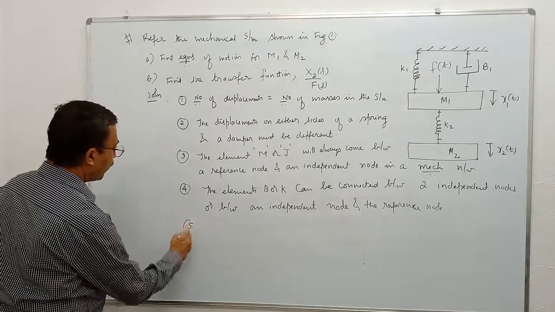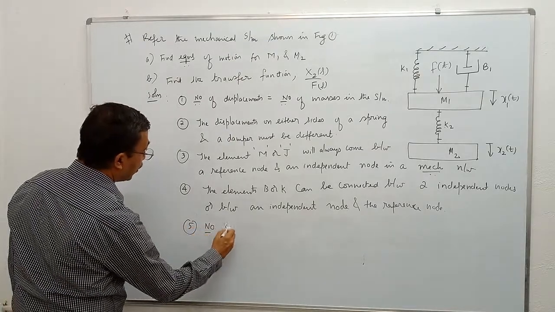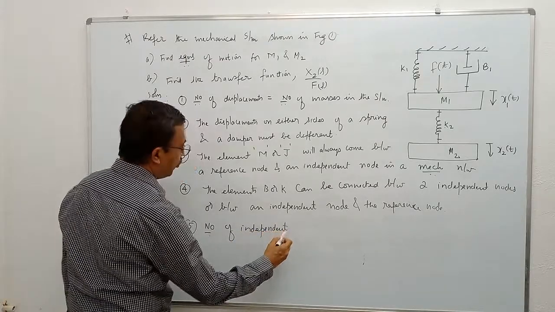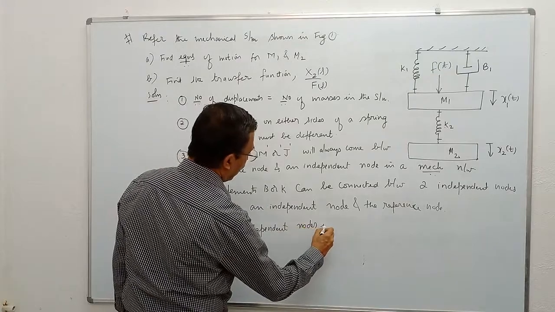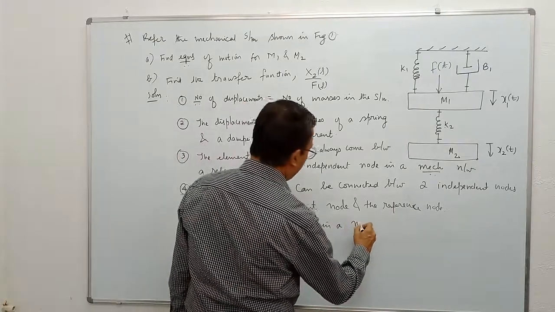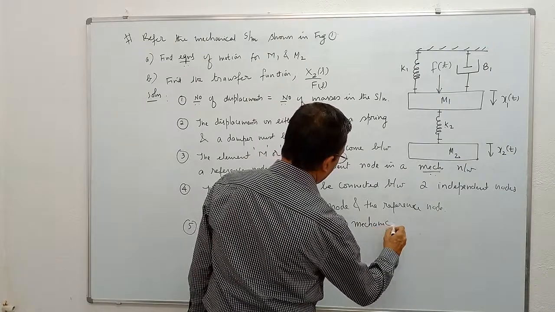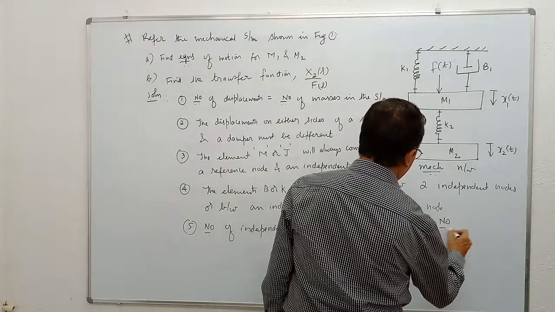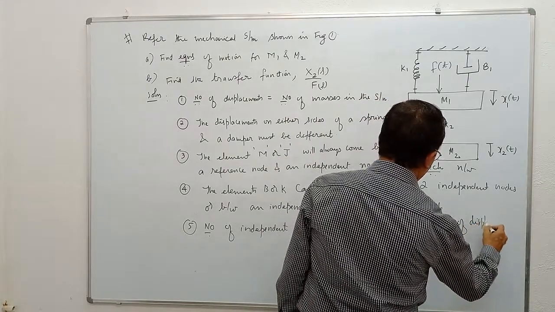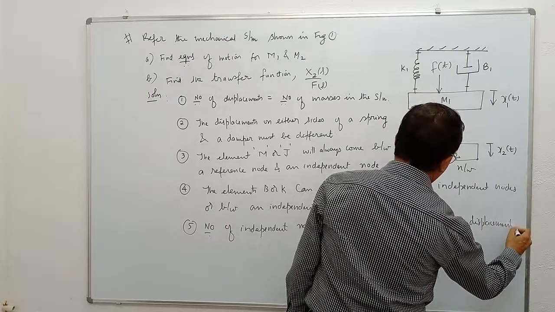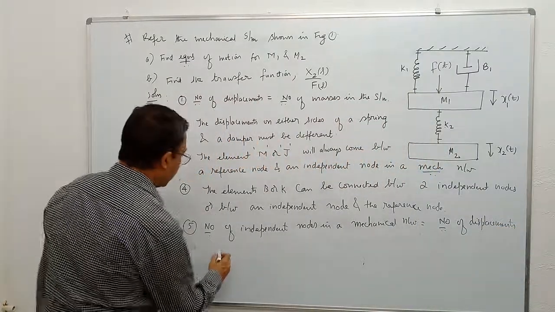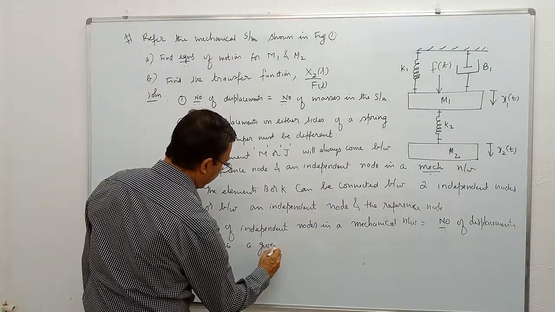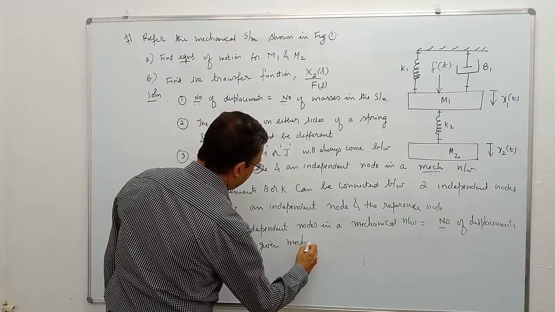Fifth one, number of independent nodes in a mechanical network equals number of displacements in a given mechanical system.